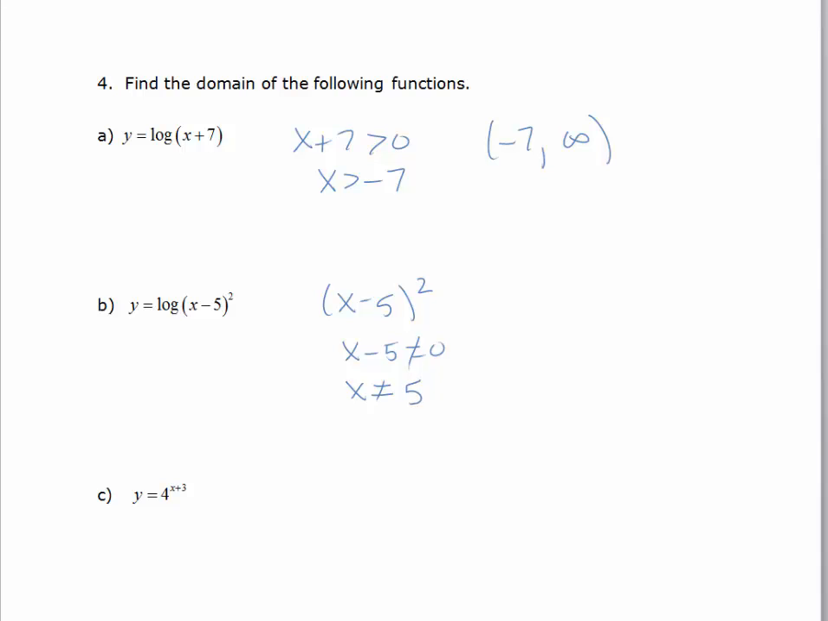So one way to state that would be just simply to say the domain is x does not equal 5, or x cannot equal 5, or in interval notation, negative infinity to 5, union 5 to infinity. That would be excluding the value of 5. Last one is an exponential function, and so the domain of an exponential function is always all real numbers.